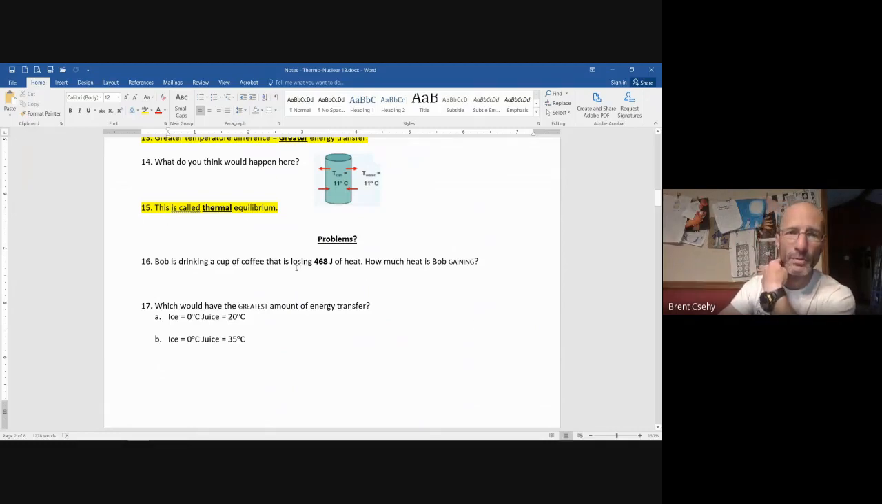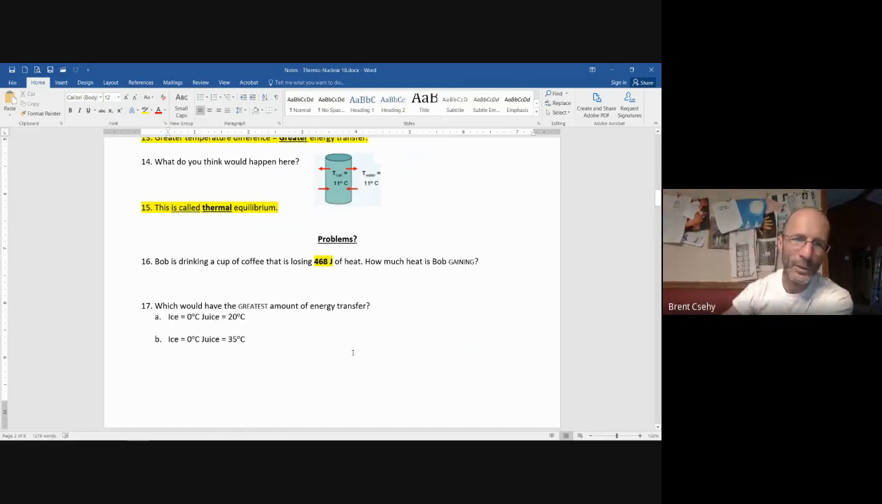So just real simple, Bob is drinking a cup of coffee that's losing 468 joules of heat. How much heat is Bob gaining? Okay, the coffee lost 468 joules. How much is he gaining? He gained 468 joules. It doesn't have to be harder than that. So it's what goes in comes out, or what goes out goes in, or gets transferred from point A to point B. There's no formula. It's basically a concept. All right, so 468 joules.